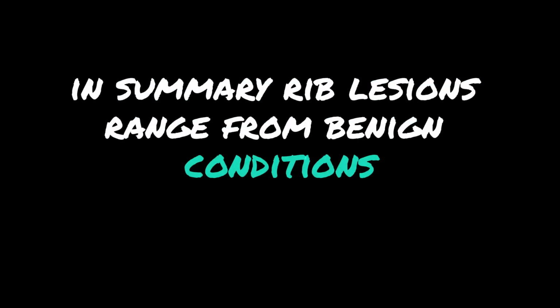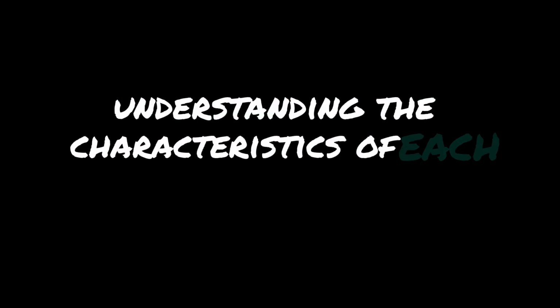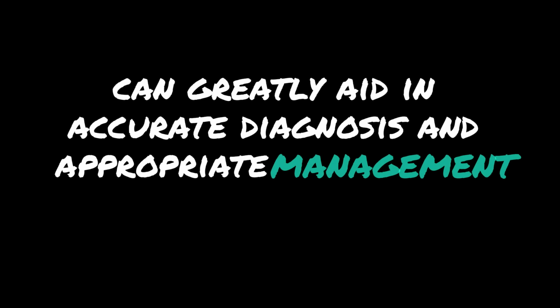In summary, rib lesions range from benign conditions like congenital abnormalities and callus formation to more serious aggressive conditions like malignant tumors and osteomyelitis. Understanding the characteristics of each can greatly aid in accurate diagnosis and appropriate management.